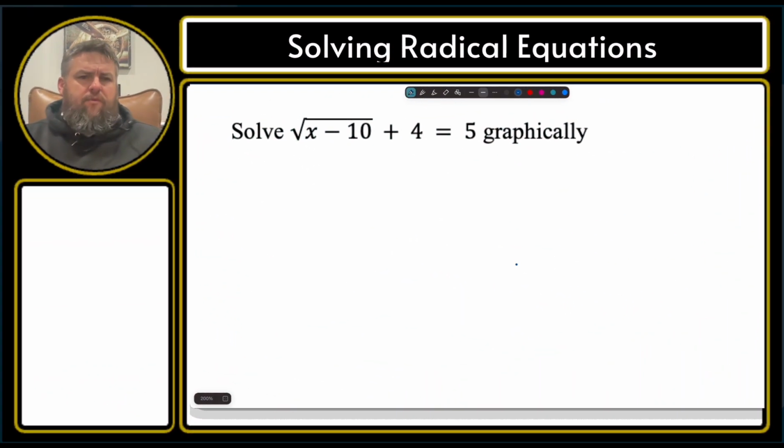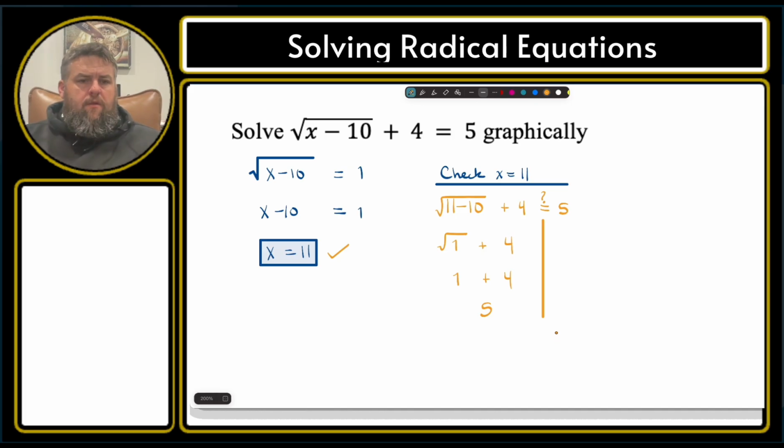On our next example, we're going to solve the square root of x minus 10 plus 4 equals 5 graphically. Now, we could actually solve this one algebraically, and this is what we would end up with here. We would get x equals 11, and after checking, you would see that it's still a good solution. But we can actually solve any equation by looking for where the two functions intersect each other on the graph.